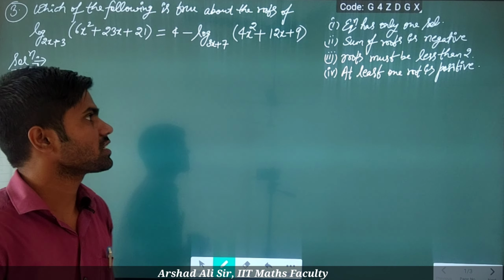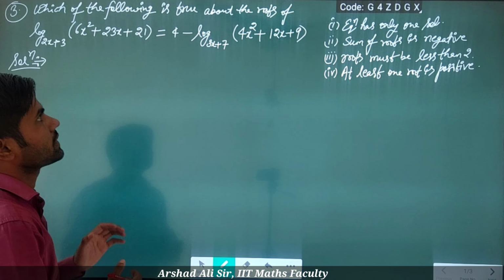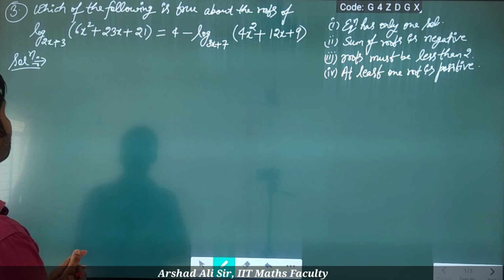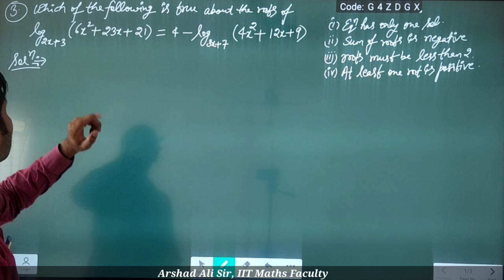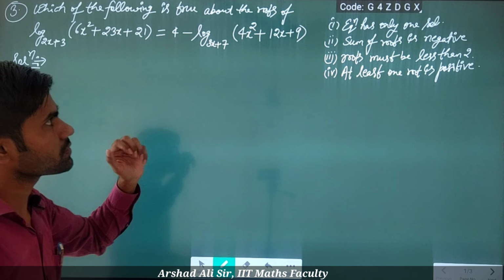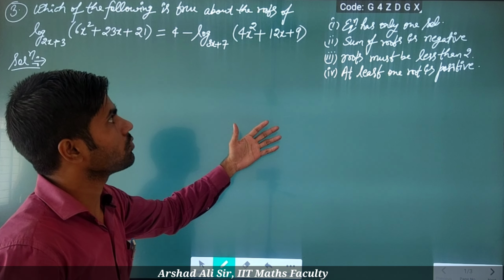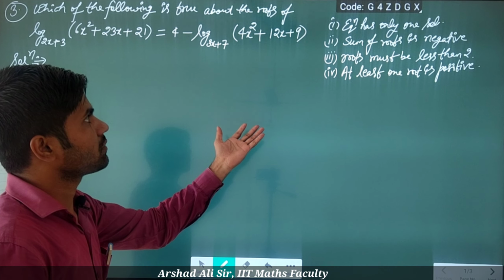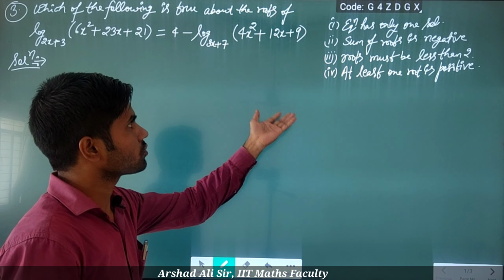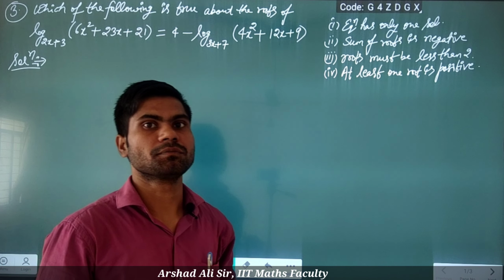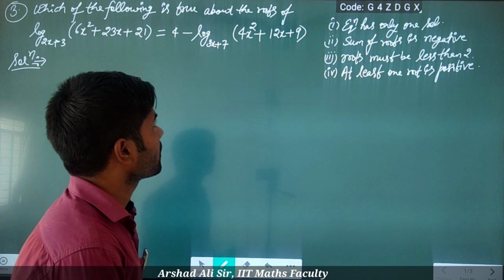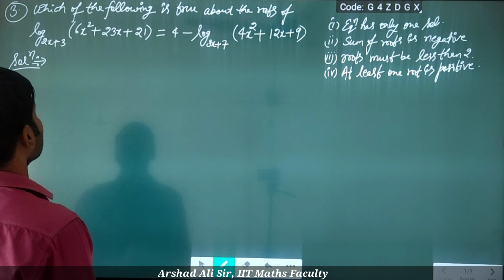Dear student, question number 3 is related to logarithms. What we have been given is: which of the following is true about the roots of this equation, and 4 options. Equation has only one solution, sum of roots is negative, roots must be less than 2, at least one root is positive. So these are the 4 options. So let's try to solve.